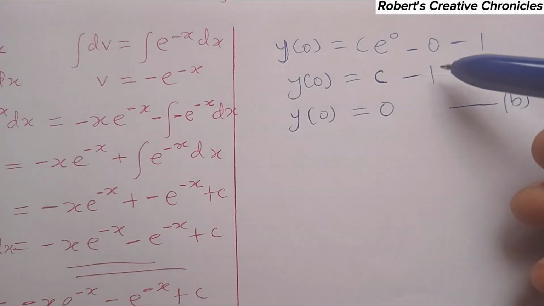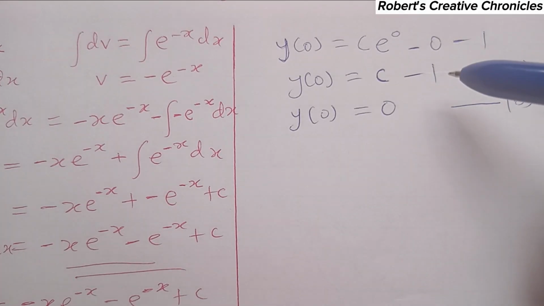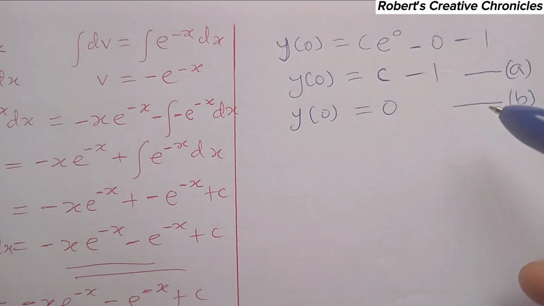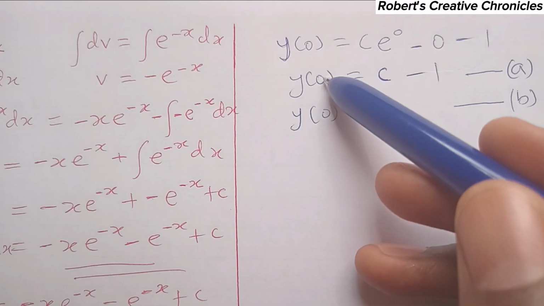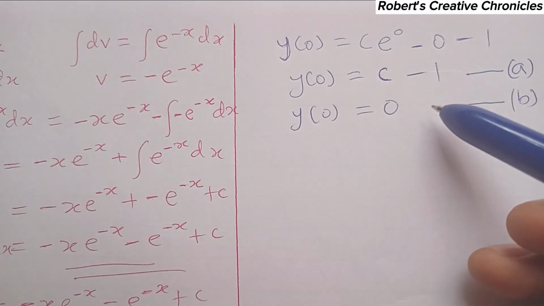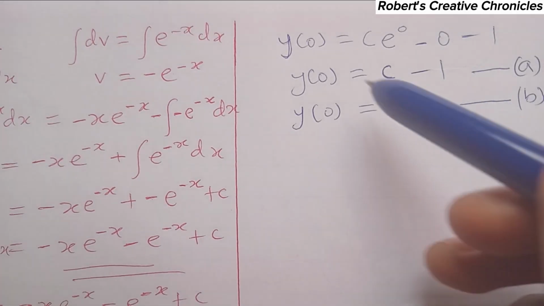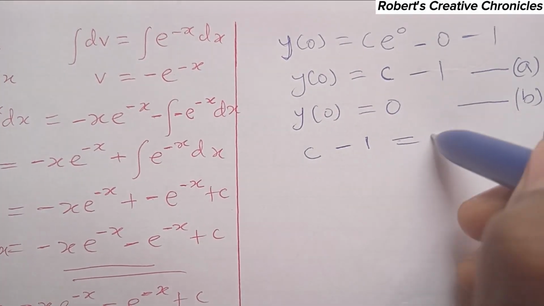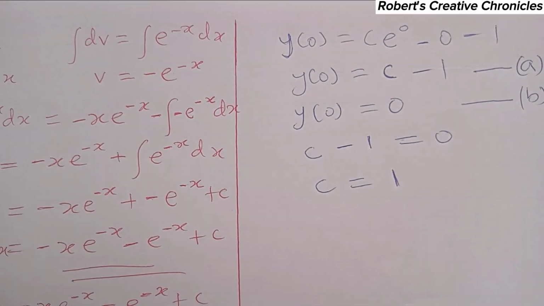So now we will solve these two together. From these two, we will equate equation A to B. Since this is common, we will say C minus 1 is equal to 0, because both of them are functions when x is equal to 0. So C minus 1 is equal to 0. We equate the two. So now C is equal to 1.